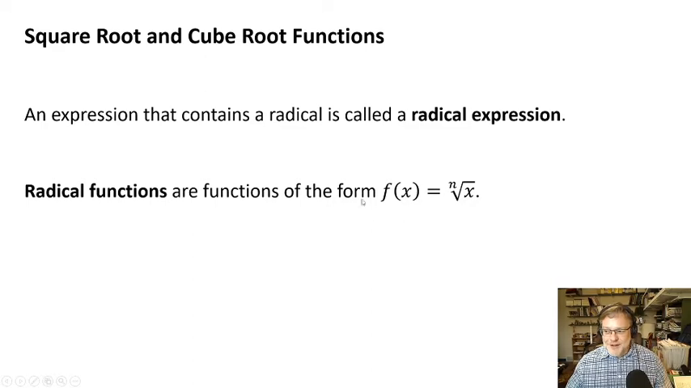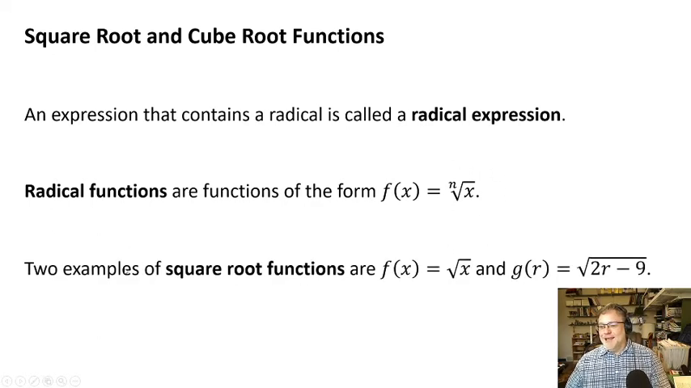Radical functions are functions of this form. If we have f of x is equal to the nth root of x, this is functional notation, placed on one side of the equation with a radical expression on the other side. This is a radical function. Two examples of square root functions might be this, the simplest one, and here another one, where we're defining a function g with an independent variable of r. It's the square root of 2r minus 9. So that is another example of a square root function involving a radical expression.